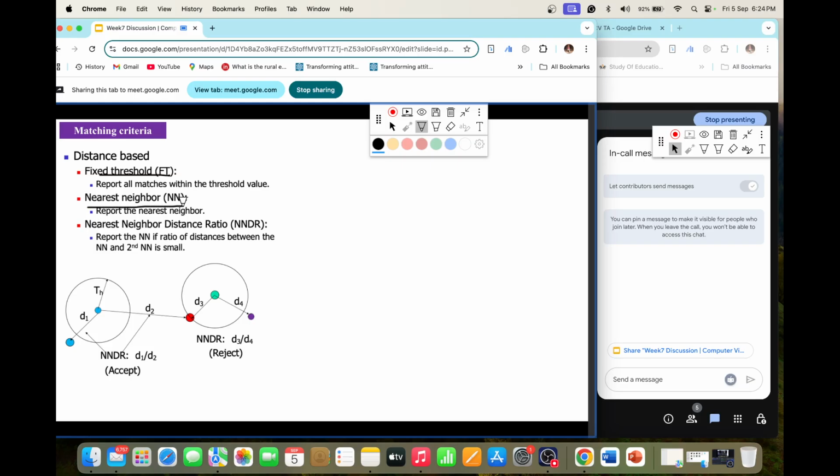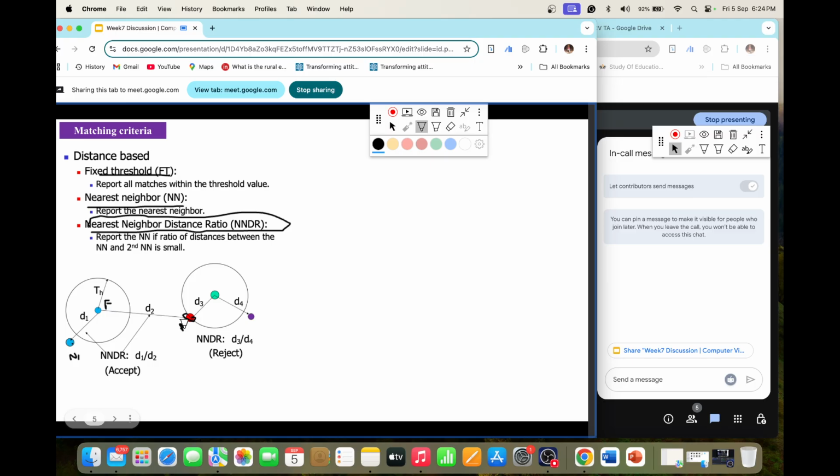Similarly, we have the nearest neighbor. Report the nearest neighbor. That is the thing, and then the nearest neighbor distance ratio. This is very important. So what is this nearest neighbor distance ratio? We have a fixed point. From this fixed point we have two neighbors, one is this blue color neighbor and one is this red color neighbor. Let's say this fixed point is f, and this is the n1 neighbor and this is the n2 neighbor.